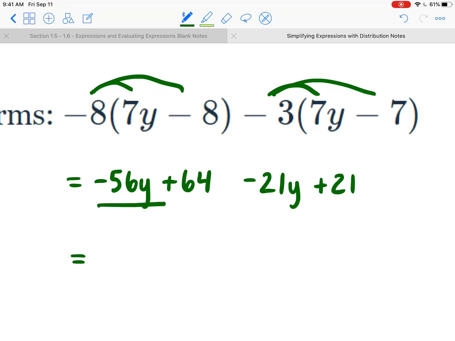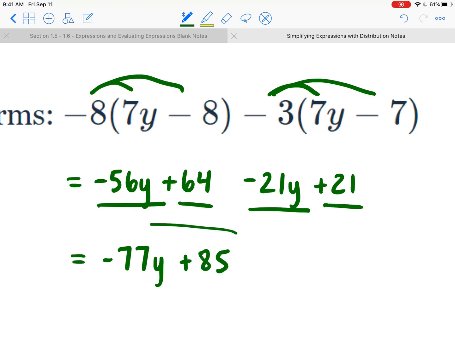And then I'm going to look for all the y's. So negative 56y minus 21y is going to give me negative 77y, I think. 56, yeah. And then plus 64 plus 21 makes 85 when you put those together. So that would be your final result there.